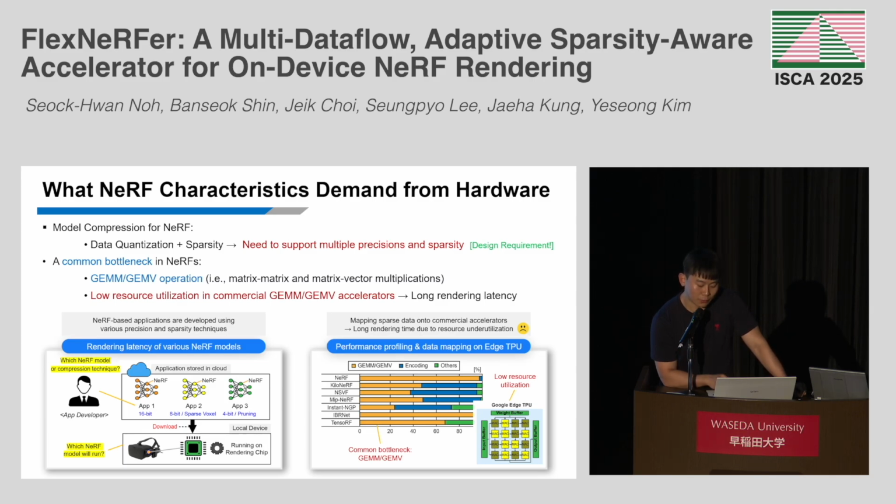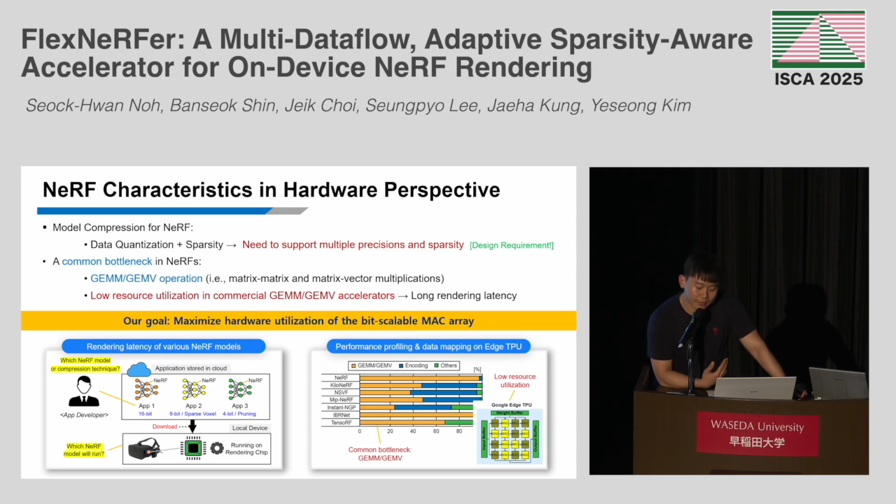You might wonder, well, there are already commercial accelerators for GEMM and GEMV. Can't we just use them? But in practice, these accelerators show low hardware resource utilization, so they can't deliver the high rendering speed. On the bottom right, you can see an example. It shows that when TPU runs sparse GEMM operations, only a small number of MAC units are actually active.